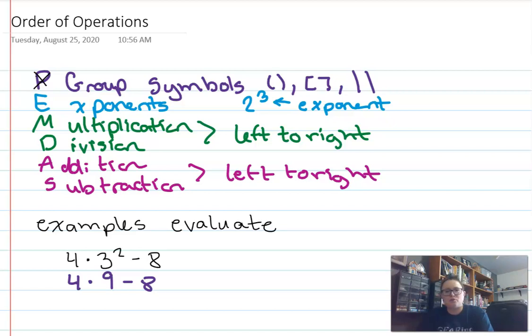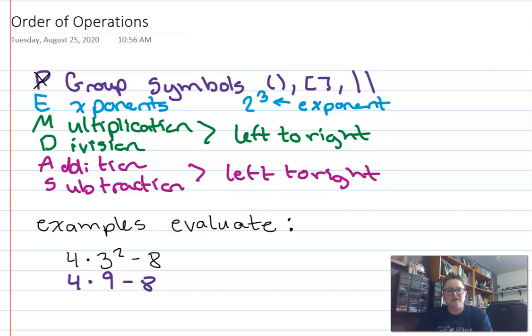Because we're going, evaluate means to do the math. That's in your Unit 0 vocabulary, so you might want to make sure you've got that somewhere too. It's in the PowerPoint. So evaluate means do the math. So when you see the word evaluate, I need to use order of operations for that.